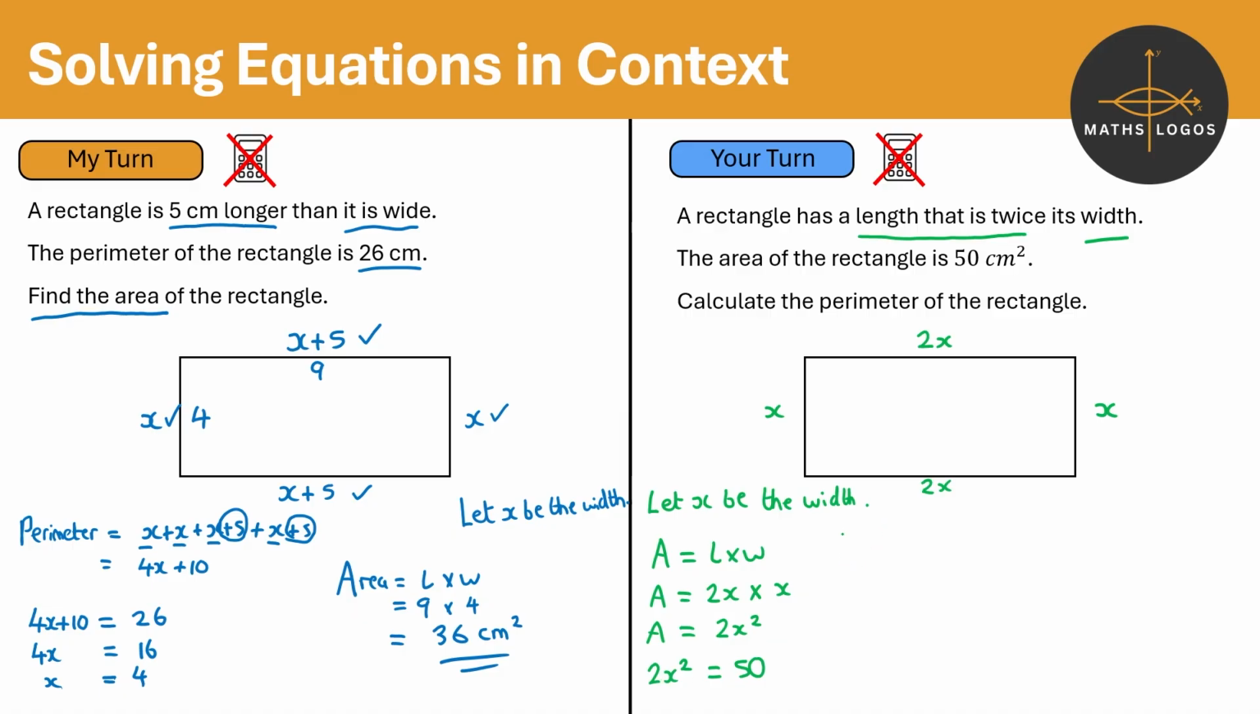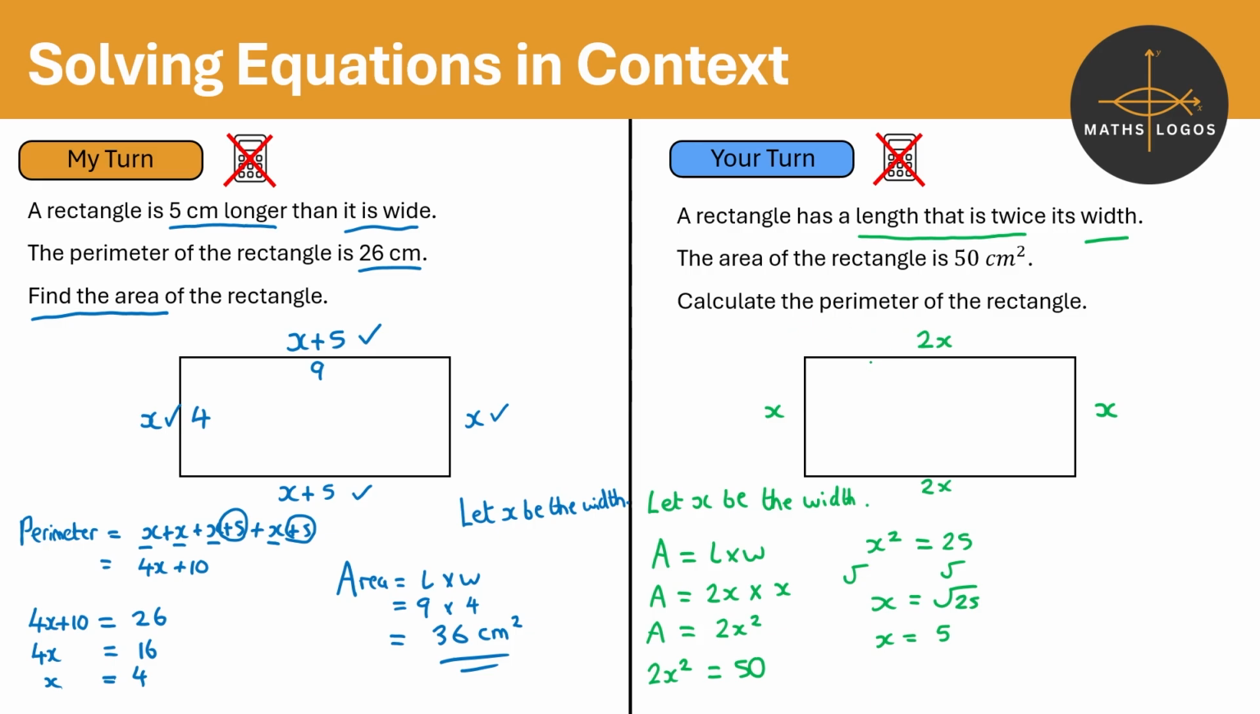We'll divide both sides of that equation by 2, so I'll come up here and I'll say that x squared is equal to 25. And then I'll square root both sides. That leaves me with x is equal to the square root of 25. The square root of 25 is 5. Now you might have noticed from previous lessons, the square root of 25 can have two answers, both positive 5 and negative 5. But we're going to discard the negative 5 in this case because we can't have negative lengths.